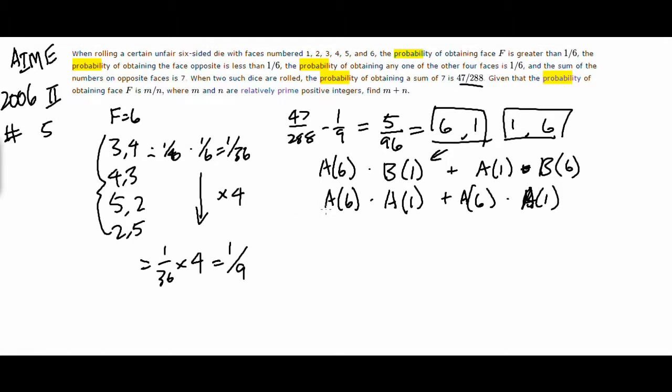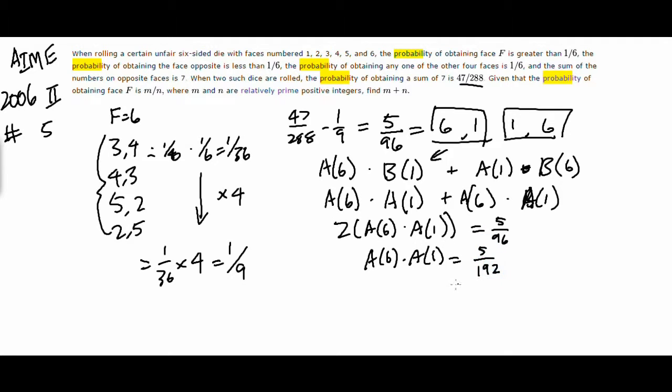2 times the probability of getting 6 on A times the probability of getting 1 on A equals 5/96. And thus it equals 5 over, what was the probability, 192?